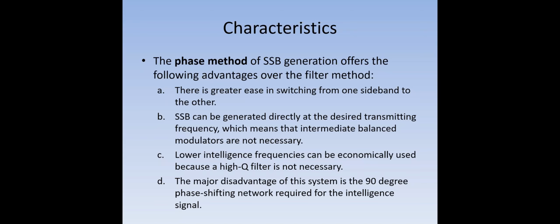The major disadvantage of the system is the 90 degree phase shift network required for the intelligence signal. Anytime we have any phase shift on our signals, there is always the chance of creating interference or static in our system. So this is a huge disadvantage. Keep that in mind when you think about these phase methods.